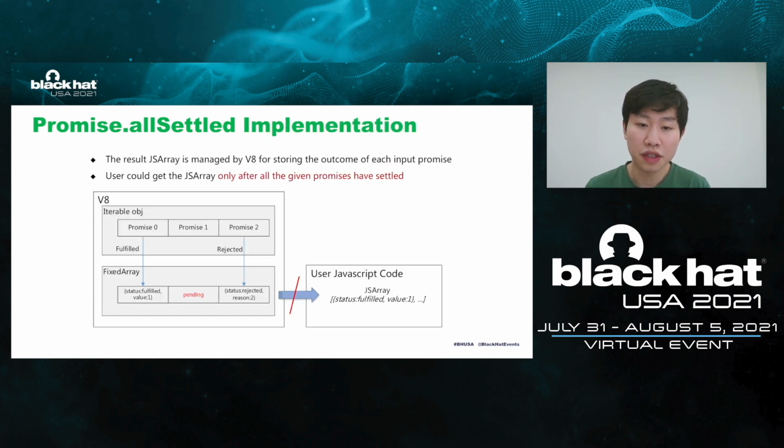From the perspective of code implementation, V8 needs to manage a result JS array and allocate some space for storing the outcome. For example, when the first promise is fulfilled, V8 stores the result in the fixed array at index 0. More importantly, user could get the JS array only after all the given promises have settled, which means if any promise stays in pending state, V8 would not return the JS array to user.